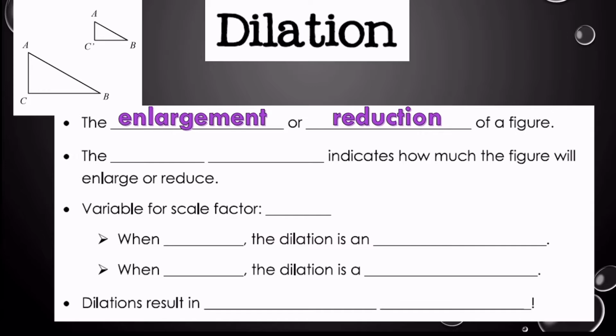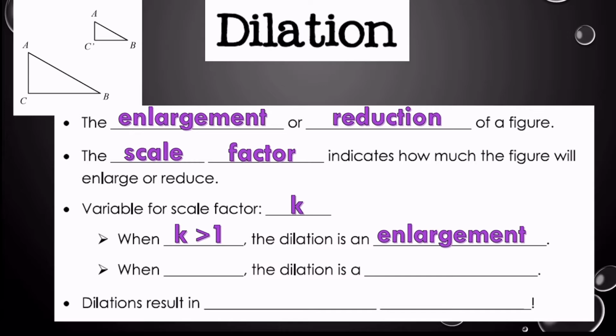You've probably heard people say, oh, your pupils are dilated. What that means is they're larger or smaller than normal. We use something called the scale factor. Our scale factor indicates how much the figure will be enlarged or reduced by. We use the variable k to represent the scale factor. If k is greater than 1, the dilation is an enlargement. If it's less than 1, the dilation is a reduction. If our scale factor is 1, our shape hasn't changed.